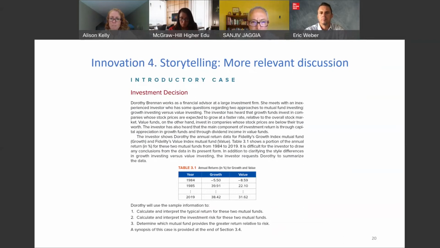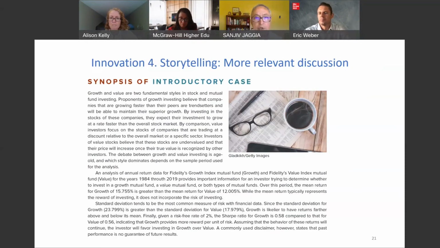So this is a case where you have Fidelity Growth Fund and Fidelity Value Fund. And an investor is curious, should I be investing in growth fund or value fund? Again, it's a nice segue to understanding what the mean is, what is the typical return of each of these funds and what the risk is. Otherwise, when we used to do standard deviation, it's very difficult for students to relate to what standard deviation is. But now standard deviation is risk. The risk of any particular fund is best picked up by standard deviation. Next slide, please. So through the chapter, we solve each and every question that was posed in the introductory case.